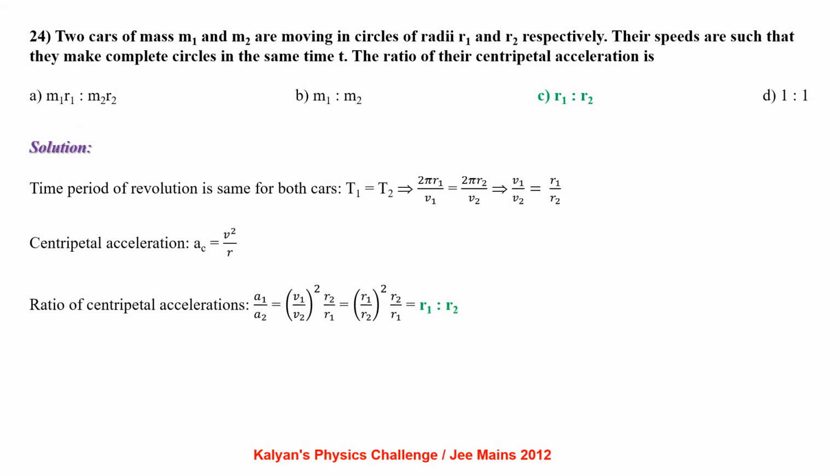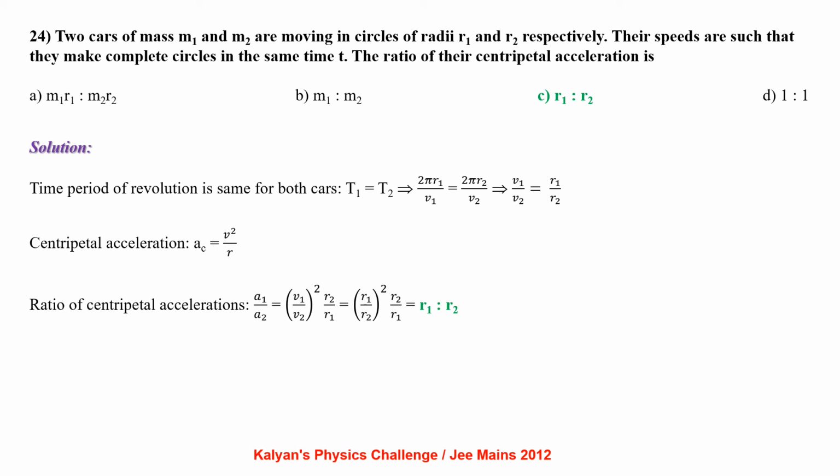Two cars of mass m1 and m2 are moving in circles of radii r1 and r2 respectively. Their speeds are such that they make complete circles in time t. The ratio of their centripetal accelerations is.